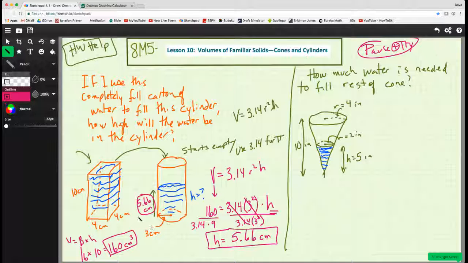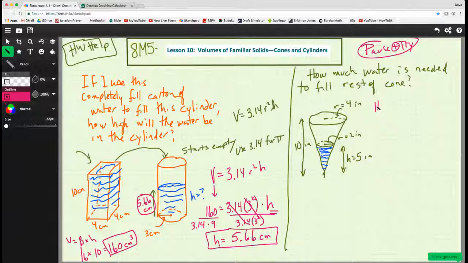Got it? All right. There are some other problems like this on the homework. You should be able to check that out, test against it, and do some good practice. So over here, let's figure out, well, how much water is needed to fill the rest of the cone? I don't have a good formula to figure out the part of a cone. So let's figure out how much to fill the whole cone.